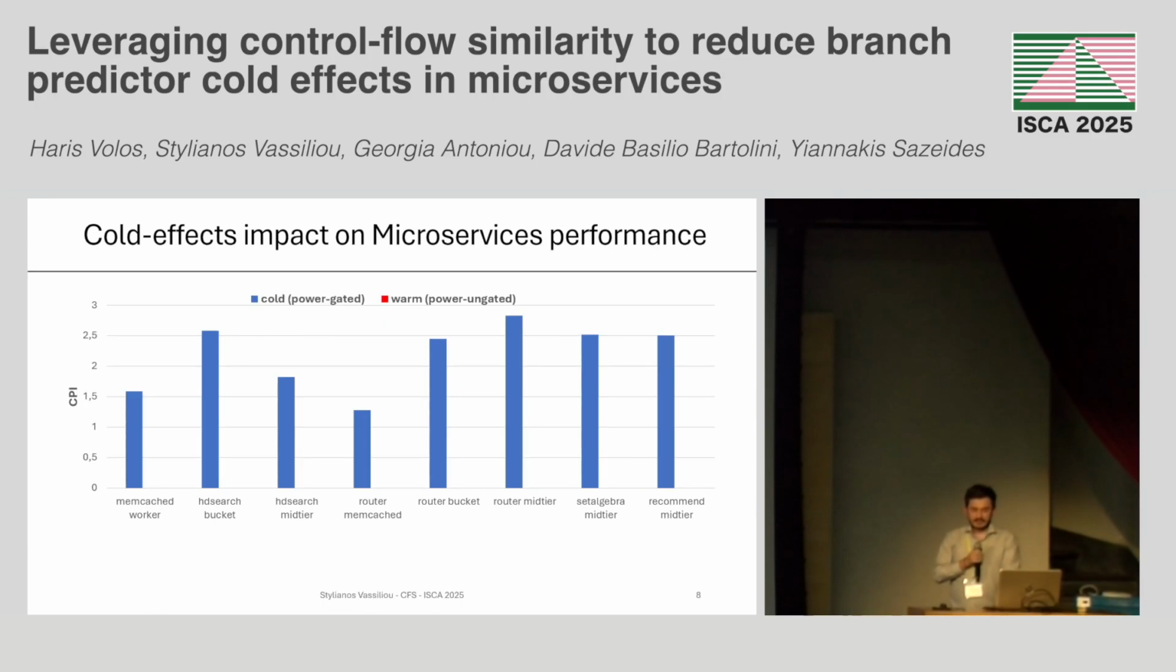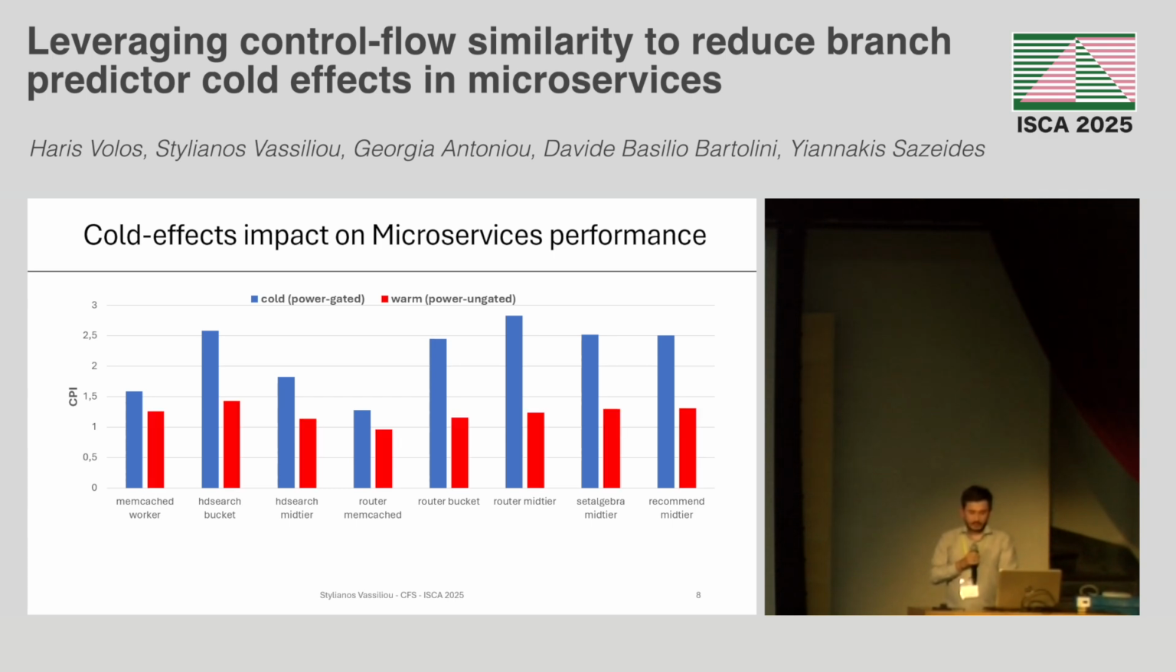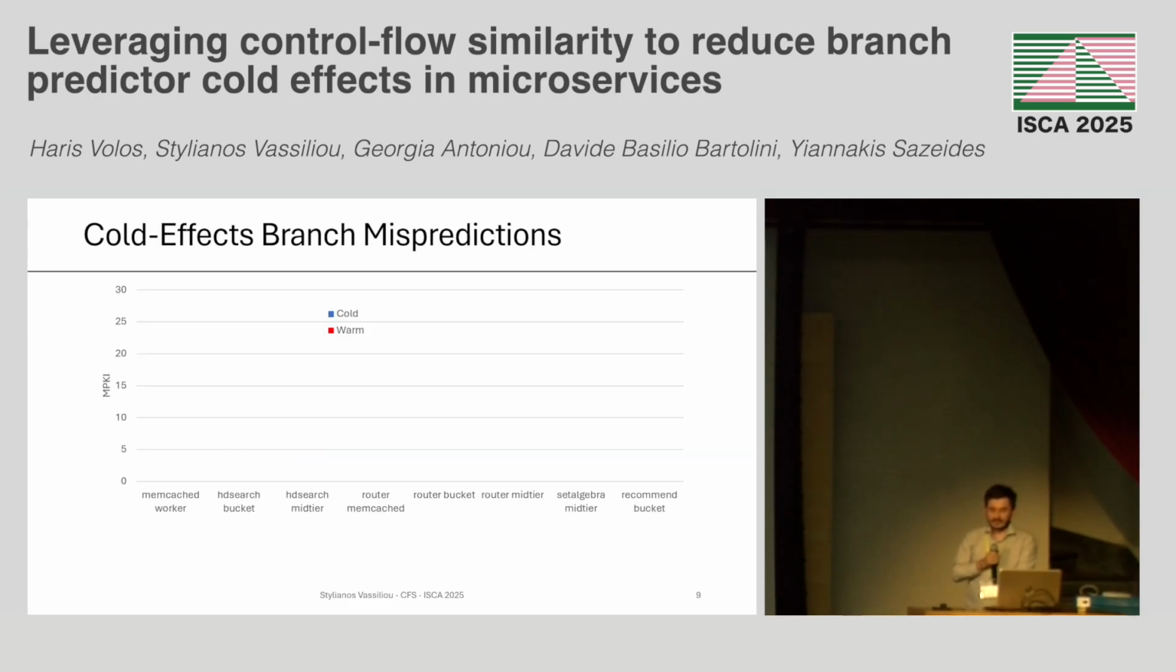We analyze the impact of cold effects on real hardware by measuring the cycles per instruction of different microservice processes, with lower values being better. We induced the cold effect by power gating the core between each query, flushing the processor state. For the warm execution, we run the queries sequentially without power gating. As we see, flushing the state causes a significant slowdown.